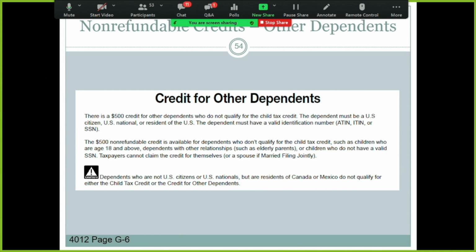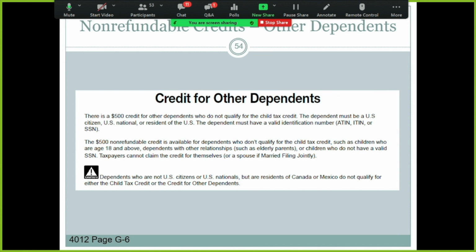The next non-refundable credit we want to talk about is for other dependents. And these are dependents that don't qualify for the child tax credit. They may have an ITIN, or they may be over age 18. So let's take a look at these stipulations.